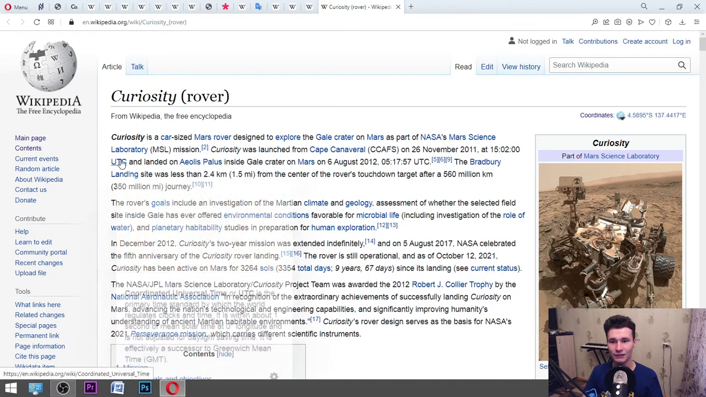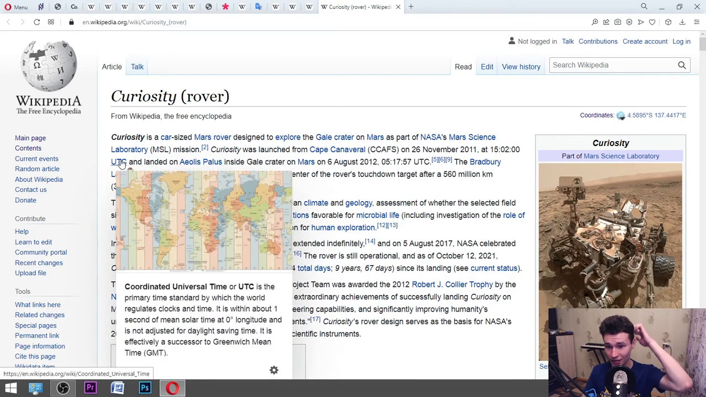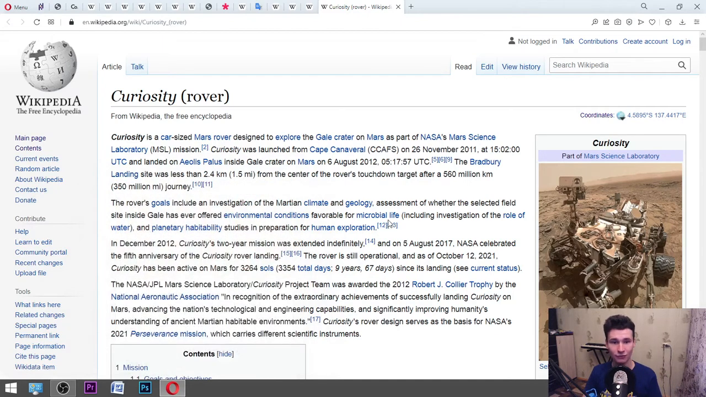And UTC is actually Coordinated Universal Time, the primary time standard by which the world regulates clocks and times. UTC, okay, we need to know.